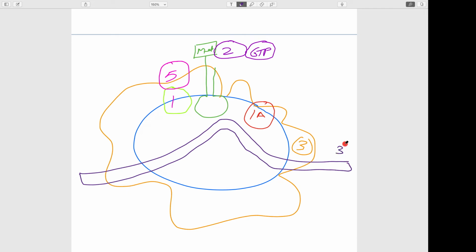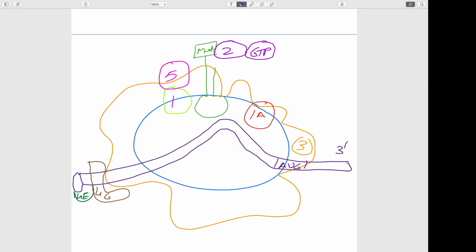Okay, this is 3 prime. Here it is somewhere AUG. This is the cap. Okay, this is cap. Then here the cap is present. Cap is present for A.